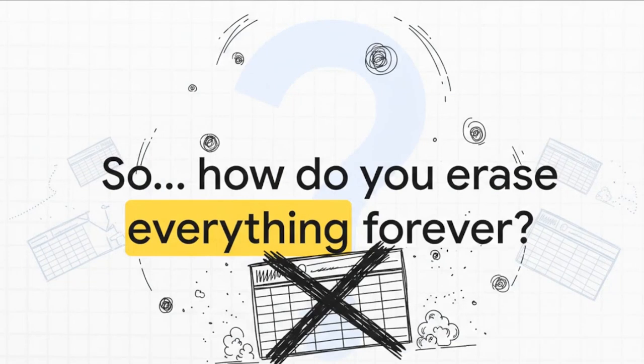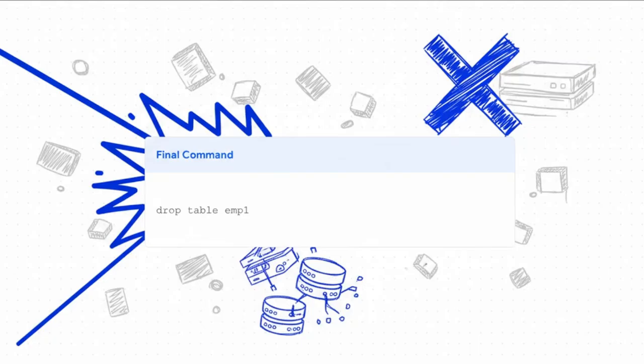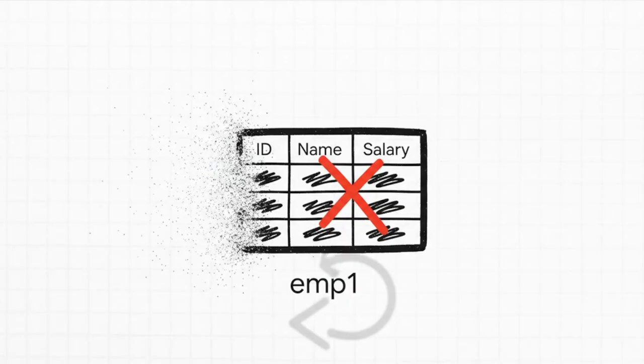So after all this creating, cloning, and altering, how do you perform the final act? How do you wipe the slate so clean that there's no evidence the table ever existed in the first place? It's deceptively simple. 3 little words. Drop table emp1. That's it. That's the command that unleashes irreversible destruction, erasing not just the data, but the very blueprint that defined it. And just like that, it's gone. Not emptied, not hidden, it has simply ceased to exist. There is no undo button. The story of emp1 is officially over.